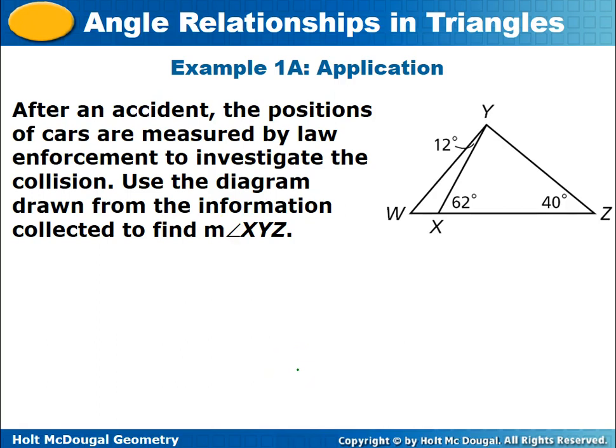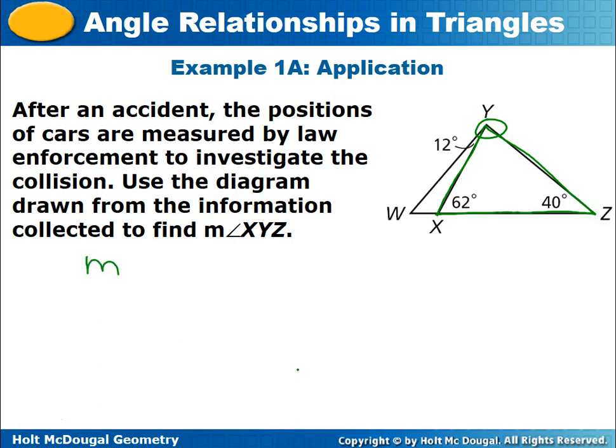So example 1a: after an accident, the positions of cars are measured by law enforcement to investigate the collision. Use the diagram drawn from the information collected to find the measure of angle XYZ. So angle XYZ is this angle up here. And notice that we have a triangle over here, and so we can use the triangle sum theorem to solve for the angle XYZ.